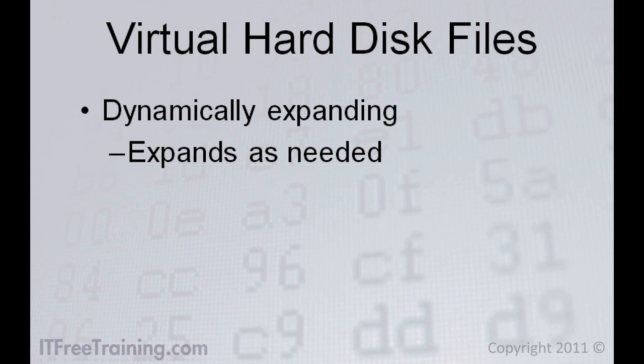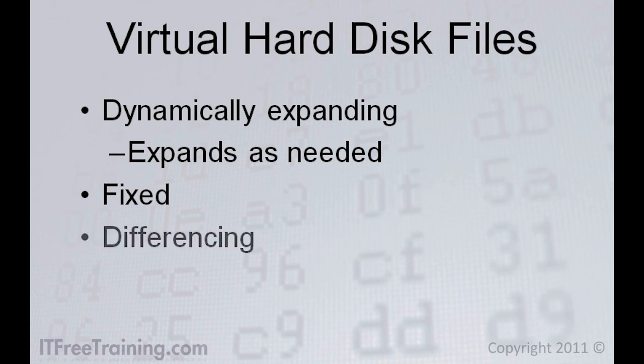If you delete some data from your hard disk, it will not be removed from the hard disk, and thus, the hard disk file may be larger than the data that you have on the hard disk. With dynamically expanding disks, you can compact the hard disk, which will reclaim the deleted hard disk space. The next hard disk type is fixed. The fixed hard disk gives you the best performance, but does create a file as large as the hard disk you specify. The last type is differencing.